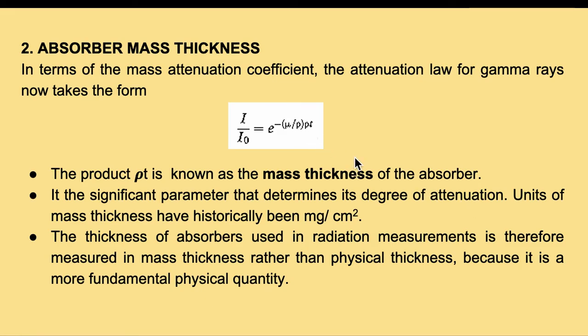This is the significant factor. Units of mass thickness have historically been, this is the unit that we have been using for so many years. So that is why you are considering it as milligram per square centimeter. The thickness of absorbers used in radiation measurements is therefore measured in mass thickness rather than physical thickness because it is a more fundamental physical quantity. So you will be saying that it is in mass thickness and not directly the thickness.